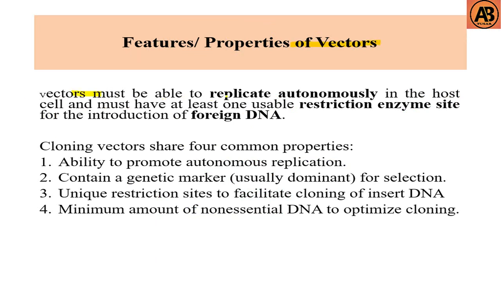Vectors must be able to replicate autonomously in the host cell and must have at least one usable restriction enzyme site for the introduction of foreign DNA. Cloning vectors share four common properties: ability to promote autonomous replication, contain a genetic marker, unique restriction sites, and a minimum amount of non-essential DNA to optimize cloning.